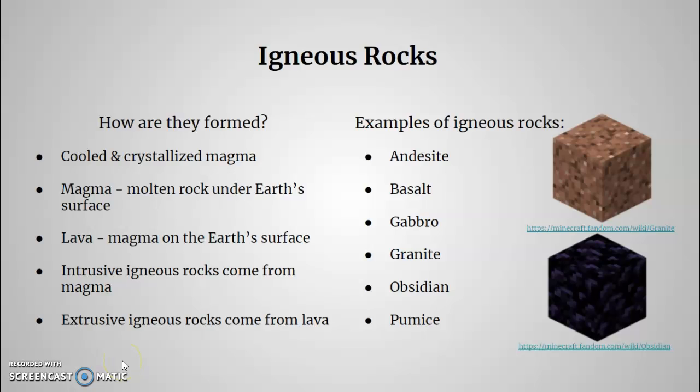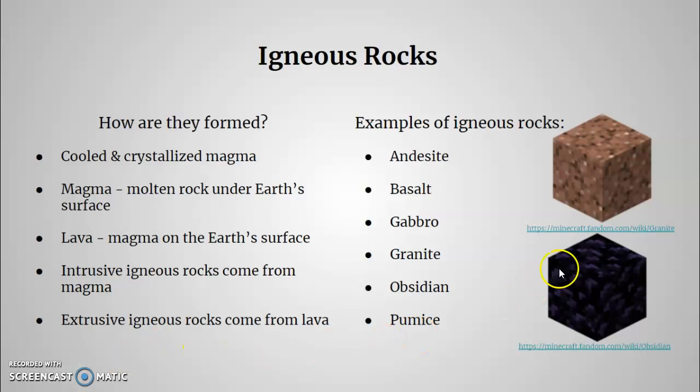Igneous rocks are formed from cool and crystallized magma. Magma is the molten rock under Earth's surface. Lava is when magma arrives on the Earth's surface like in a volcanic eruption. An intrusive igneous rock comes from magma and therefore it's found inside the Earth. Extrusive igneous rocks come from lava and you'll find them on the surface. Some examples of igneous rocks include andesite, basalt, gabbro, granite, obsidian, and pumice.